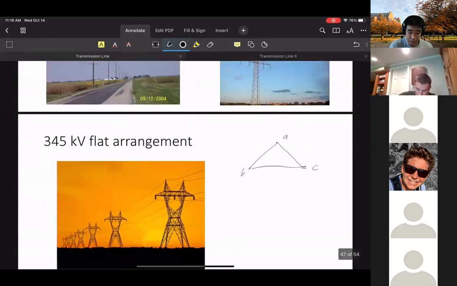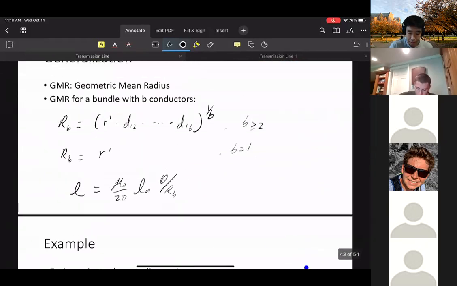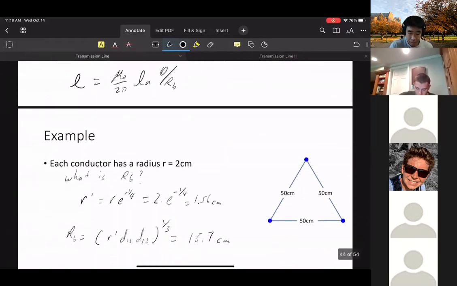So what this does is also for the three-phase triangle. Yes. So we need to switch the order of the three phases. With the transposition, we often need to switch the order of these things.